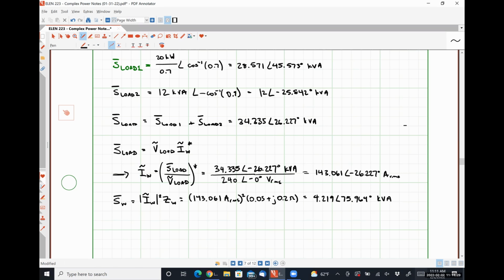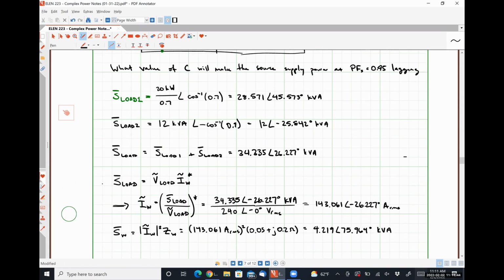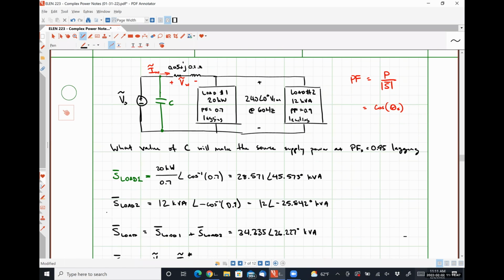So let me ask you guys a question. Our ultimate goal in this problem, let's review up here, is to determine the value of C that will make the source supply power at a power factor of 0.95 lagging. And we reviewed our power factor correction equation and found out that we knew very, very little about what the pieces that needed to go into that equation were.